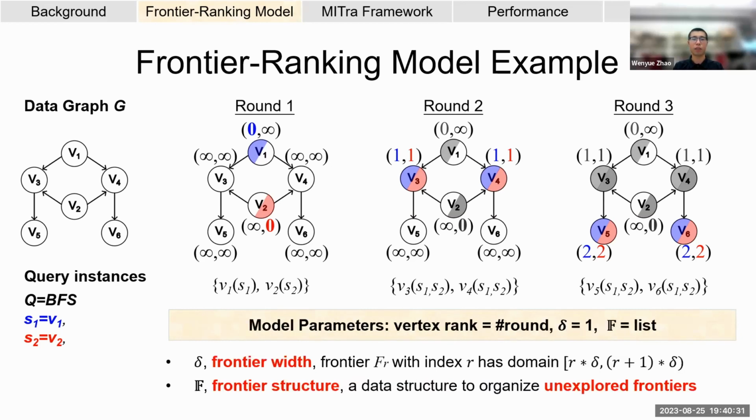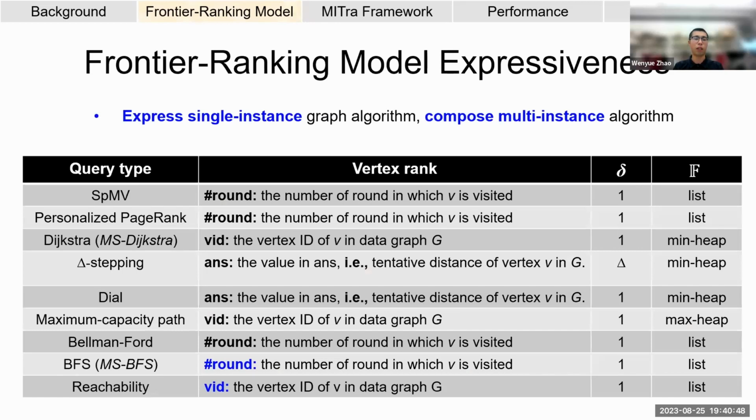We have 3 parameters for the frontier ranking model: vertex rank, frontier width delta, and frontier structure. In this example, we are using number of rounds as vertex rank, frontier width 1, and frontier structure list. Varying these 3 parameters, the frontier ranking model can express many graph algorithms like sparse matrix vector multiplication, personalized PageRank, Dijkstra, both single instance and multi-instance versions.